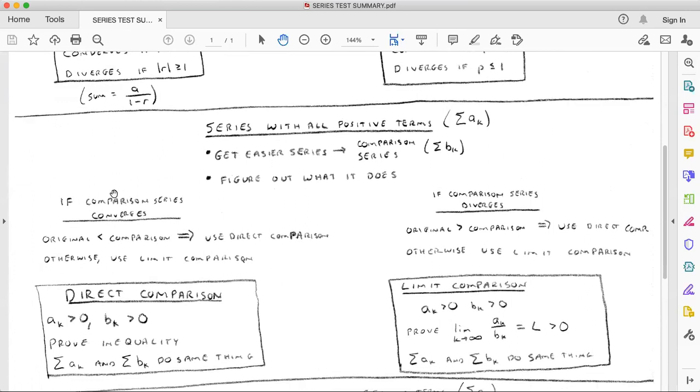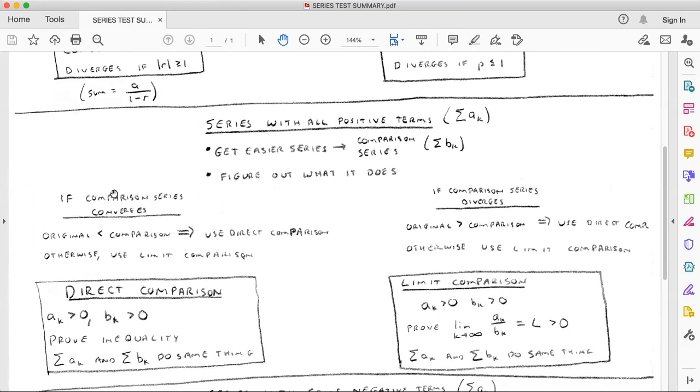And so the next thing is what we were working on yesterday, and that's what I want to work more on today, is series with all positive terms. So again, the original series is AK. And so assuming it fits the mold of the normal problems, which for the most part they're going to right now, when I say that, I mean you have a fraction where it's all power functions over all power functions, or if you have all exponential functions over exponential functions, then we go to this situation, assuming it's all positive. So the first thing you would do is you'd get the easier series, which we'll call the comparison series, and we'll call that BK. And so we'll figure out what that does.